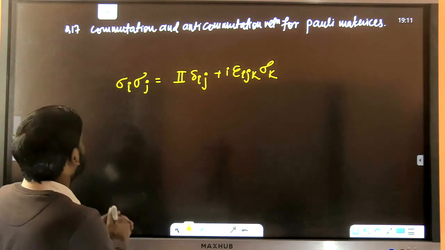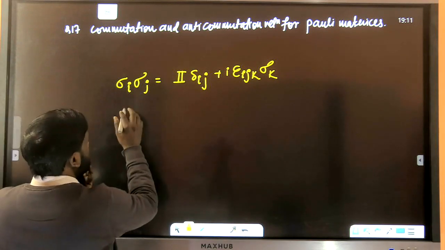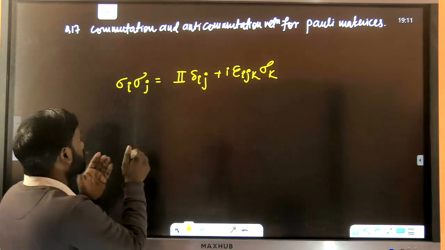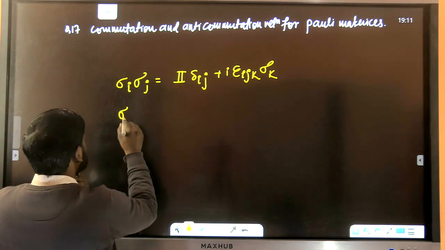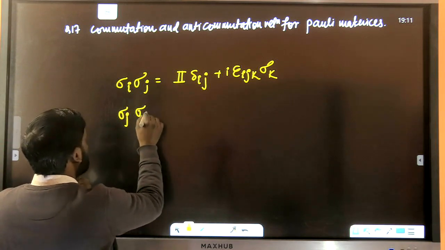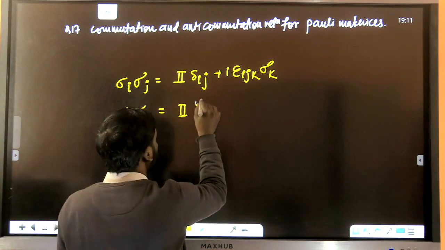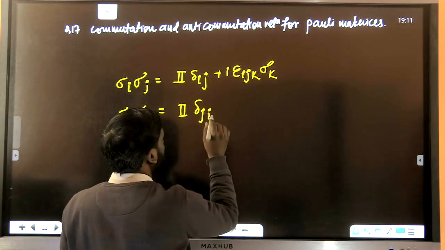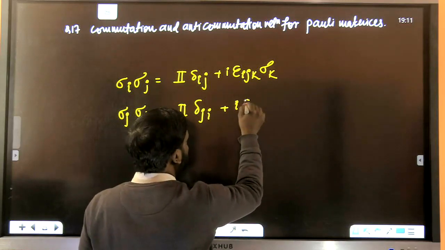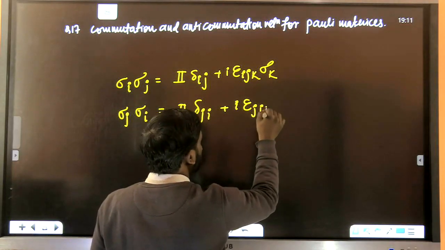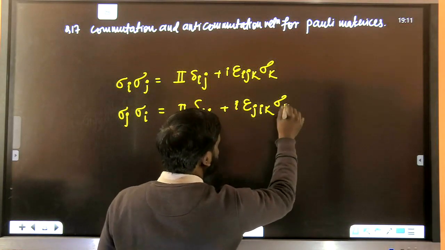Okay, now you see, if we interchange i and j, suppose we switch i and j, what happens? You get here sigma_j sigma_i, so that is equal to the identity matrix times delta_ji, plus iota, and here epsilon_jik and sigma_k. You get something like this.